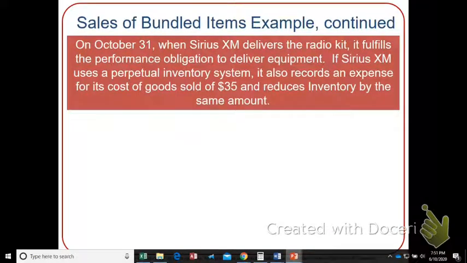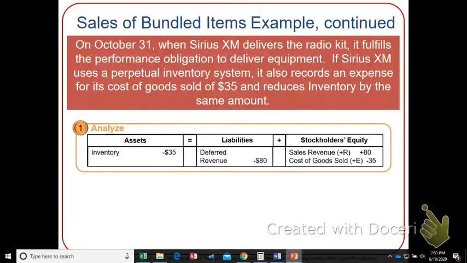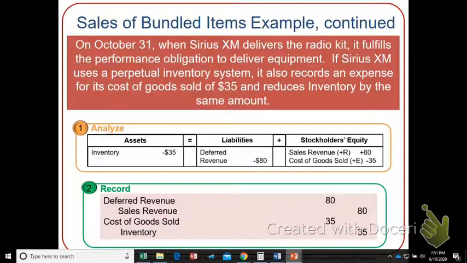Now, on October 31st, the equipment is delivered. So now that the equipment is delivered, we can show an expense of $35, which was the cost of the equipment, right? Then we can earn $80 of revenue, and we're going to have to take the cost inventory out as well. I just switched slides. There we go. Okay. So when we put this in, here's what we got.